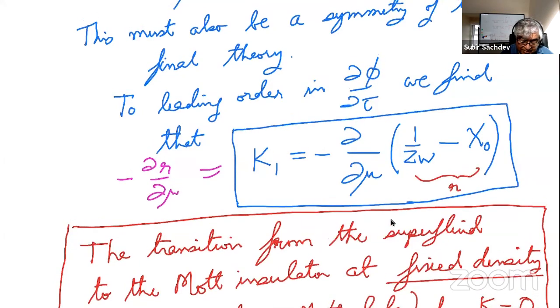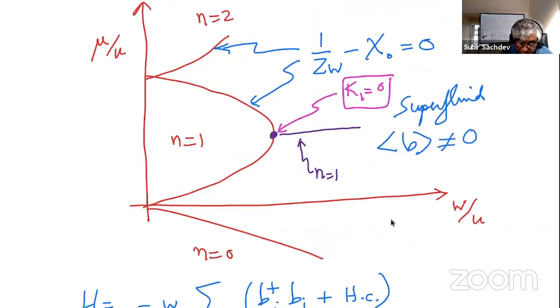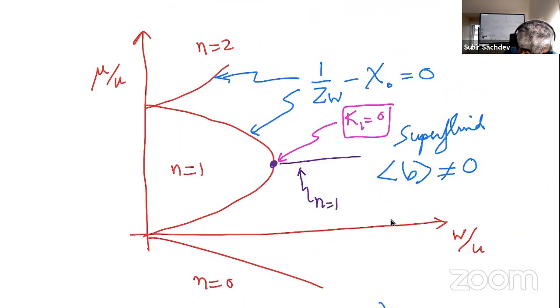Okay, now we go back to this picture. Where is dR d mu 0? Well, this line here is a line of constant R. I told you K1 at that point, but everywhere along this line, R equals 0.